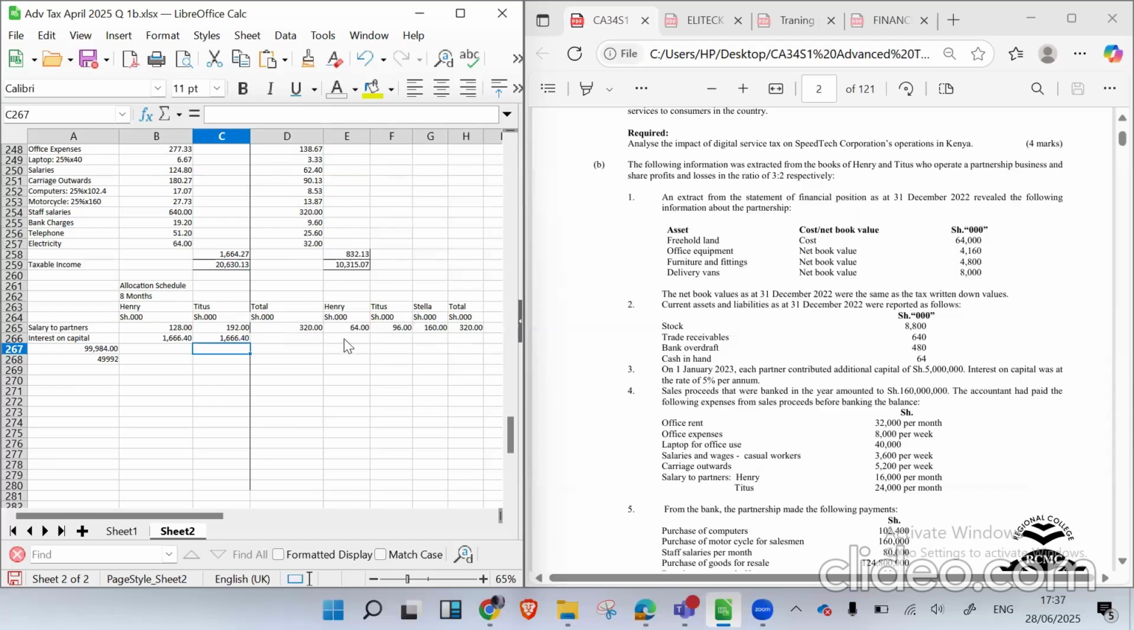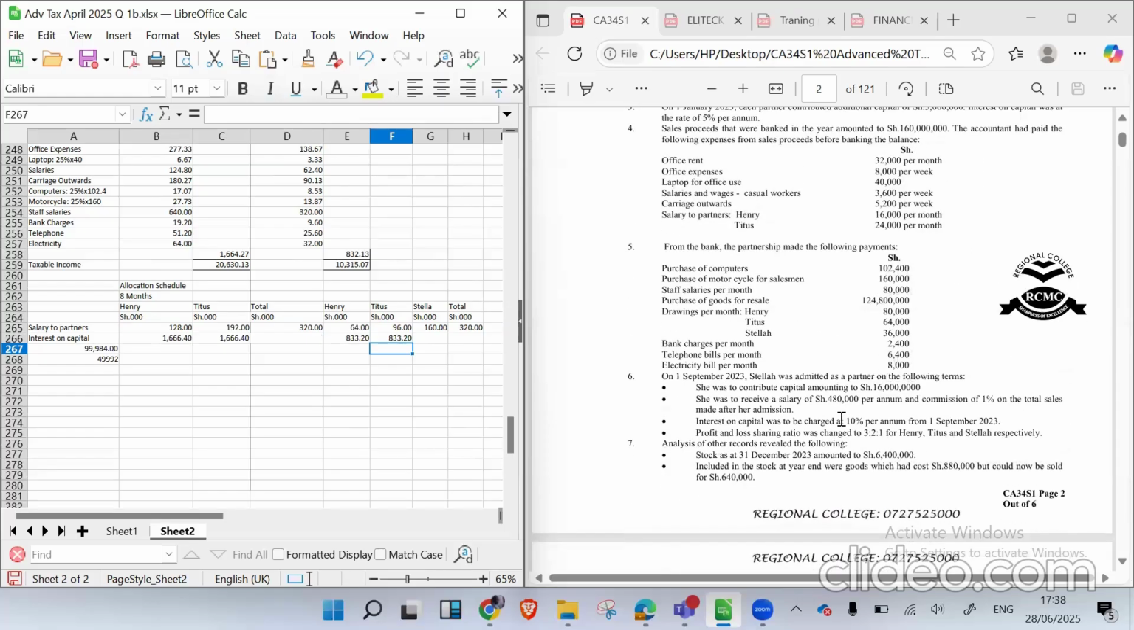Then Henry and Titus, for the other time, they also have this, but now it's for the remaining 4 months. So it's still times the same, but now times 4 over 12. This one also is 833.2. Right? Are we okay up to there?